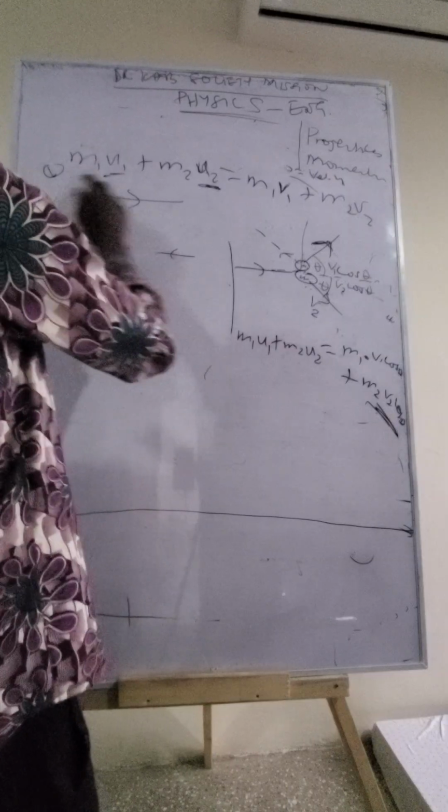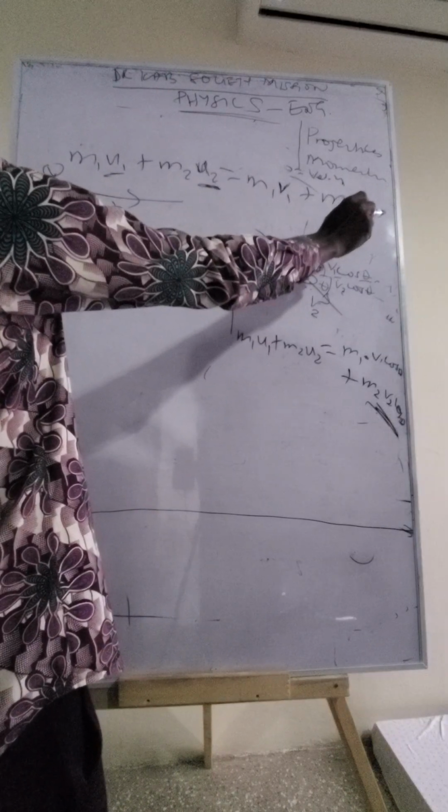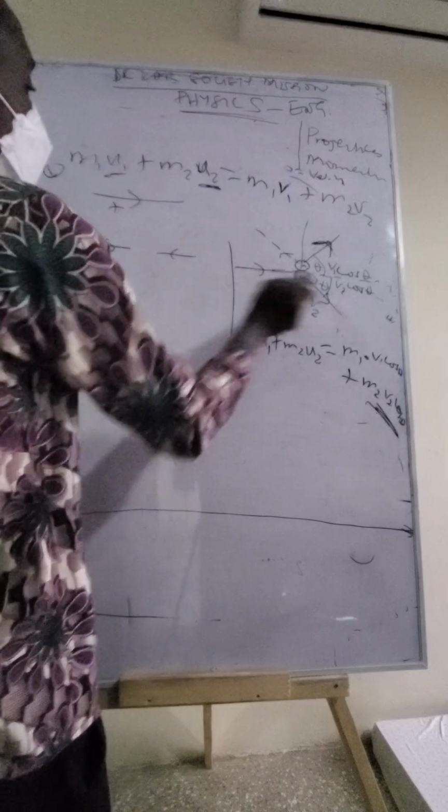Okay, this is what I mean. So this is a simple one for simple linear momentum conservation. This is where they move at an angle. This is the second one, where there's an angle change. Right, so that is that.